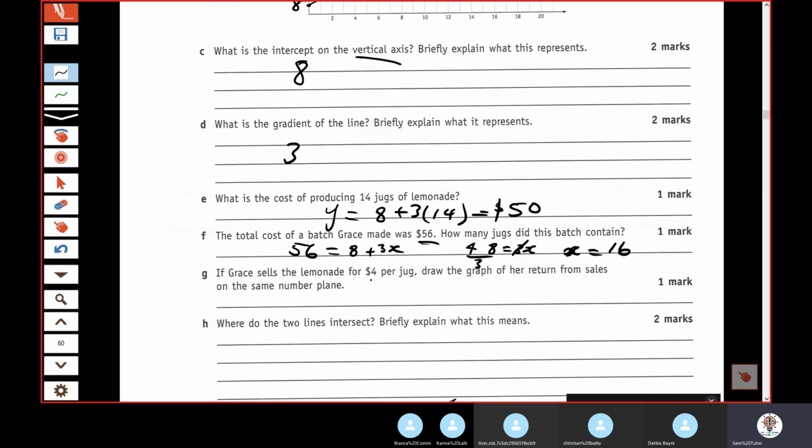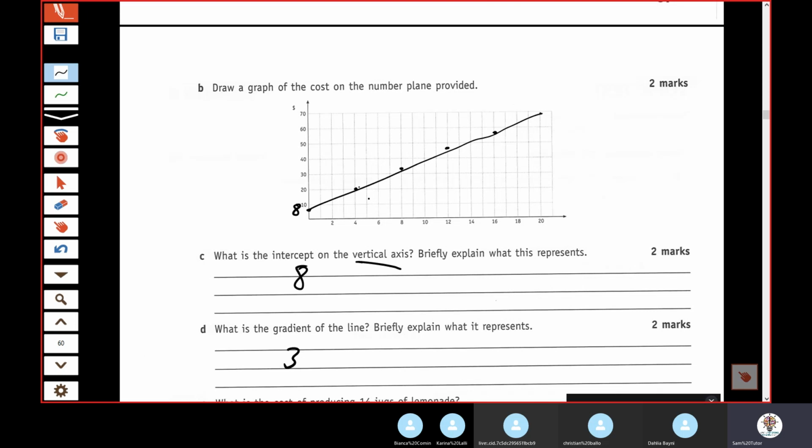If Grace sells the lemonade for $4 per jug, draw the graph of her return from sales on the same number plane. So y equals 8 plus 4x. Well, you could, but you should, because it's got to be exact. So you've got to create another table of values. So there's x, there's y. We had 0, 4, 8, 12, and so on.